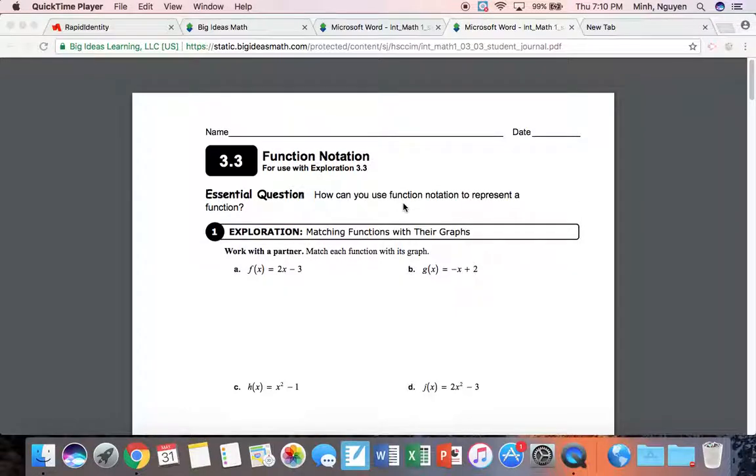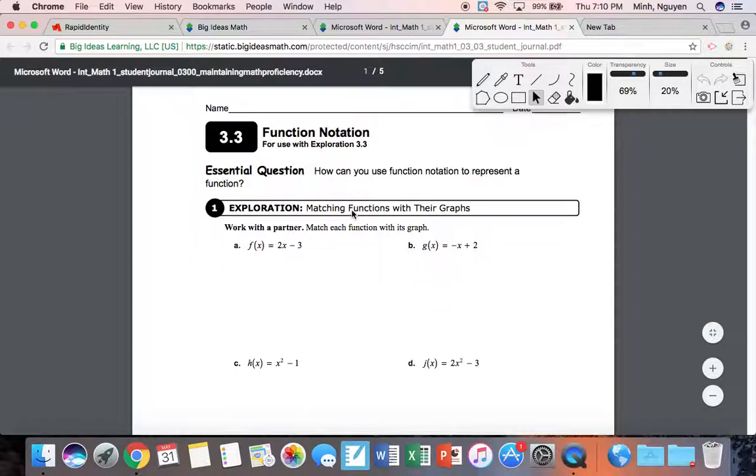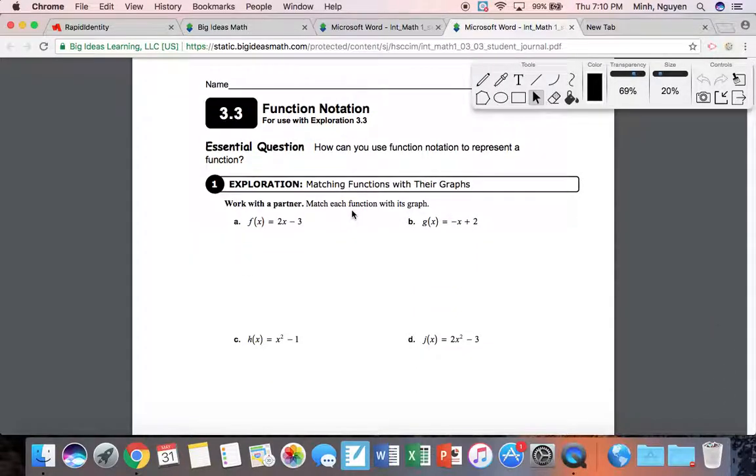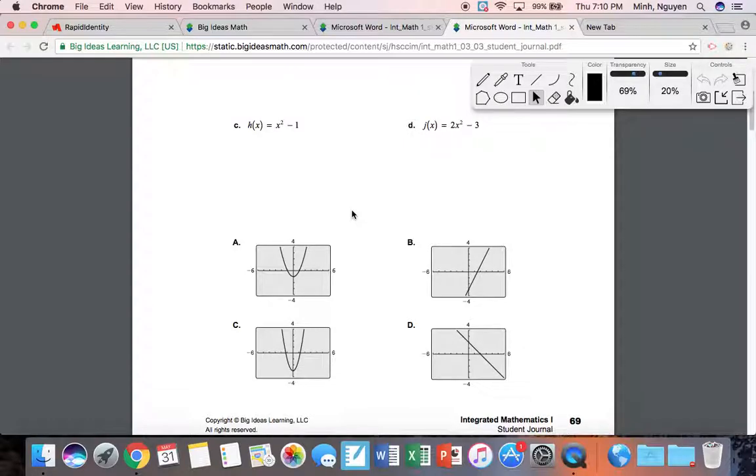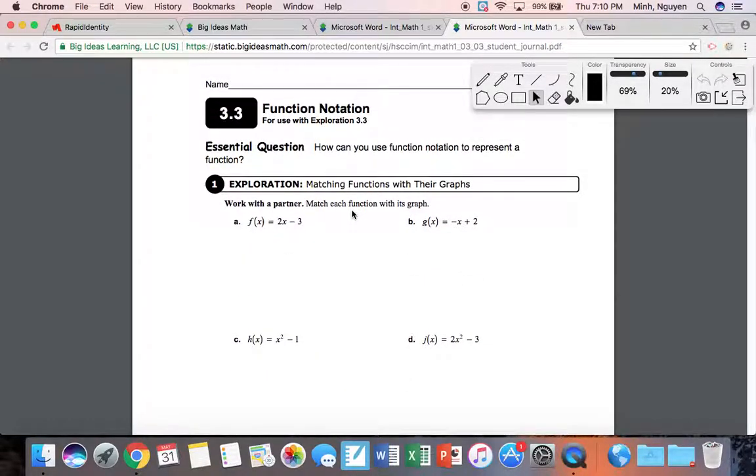Alright guys, on to section 3.3, function notation. How can you use function notation to represent a function? This is page 69 of your student journal.